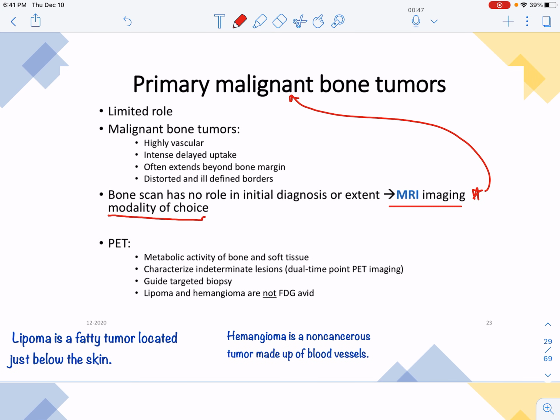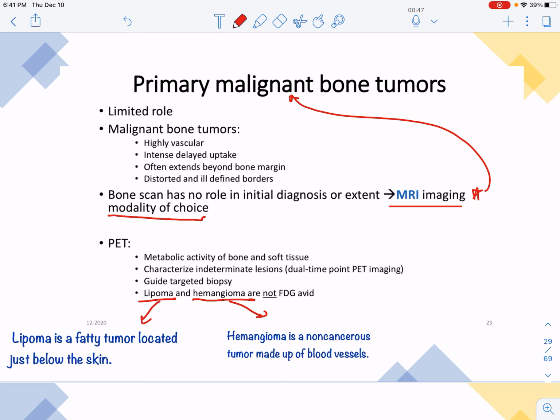What else on this slide? Yeah, we can see that lipoma and hemangioma we cannot detect it on the FDG PET scan. And why do you think that's?